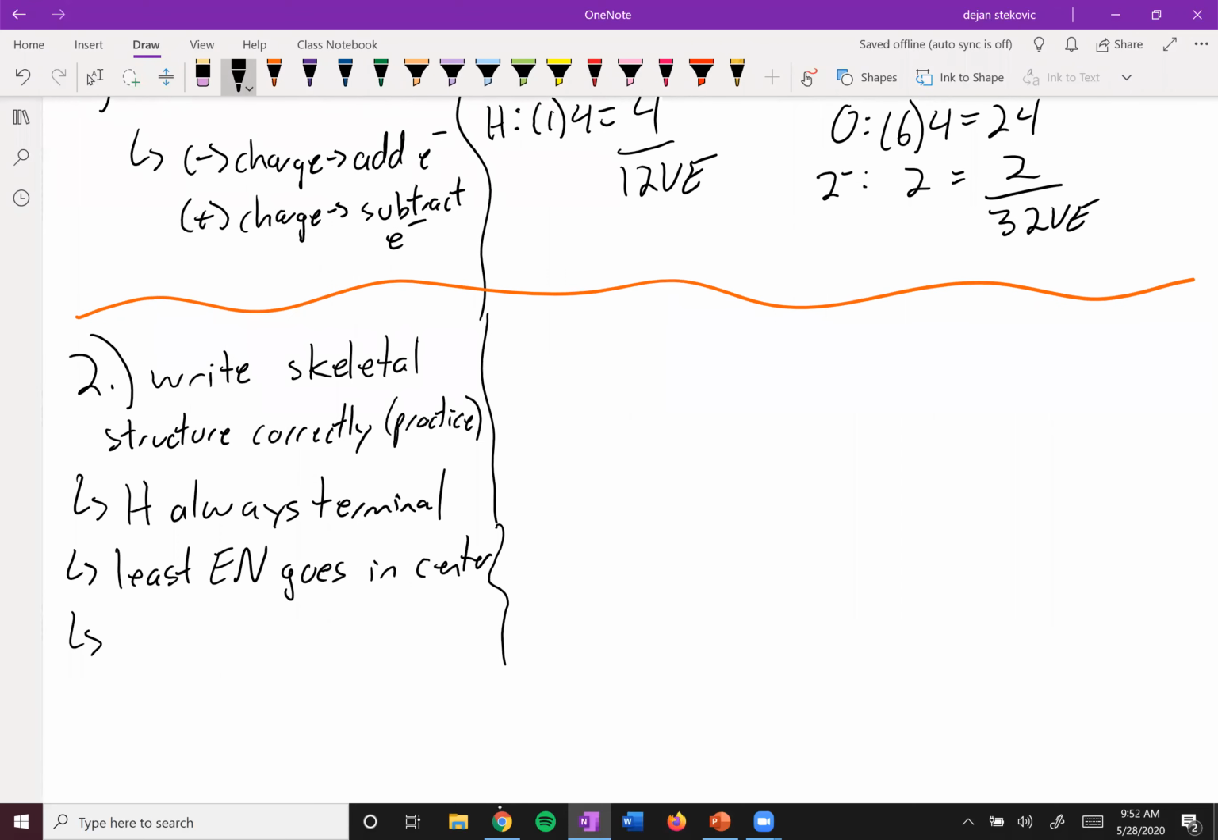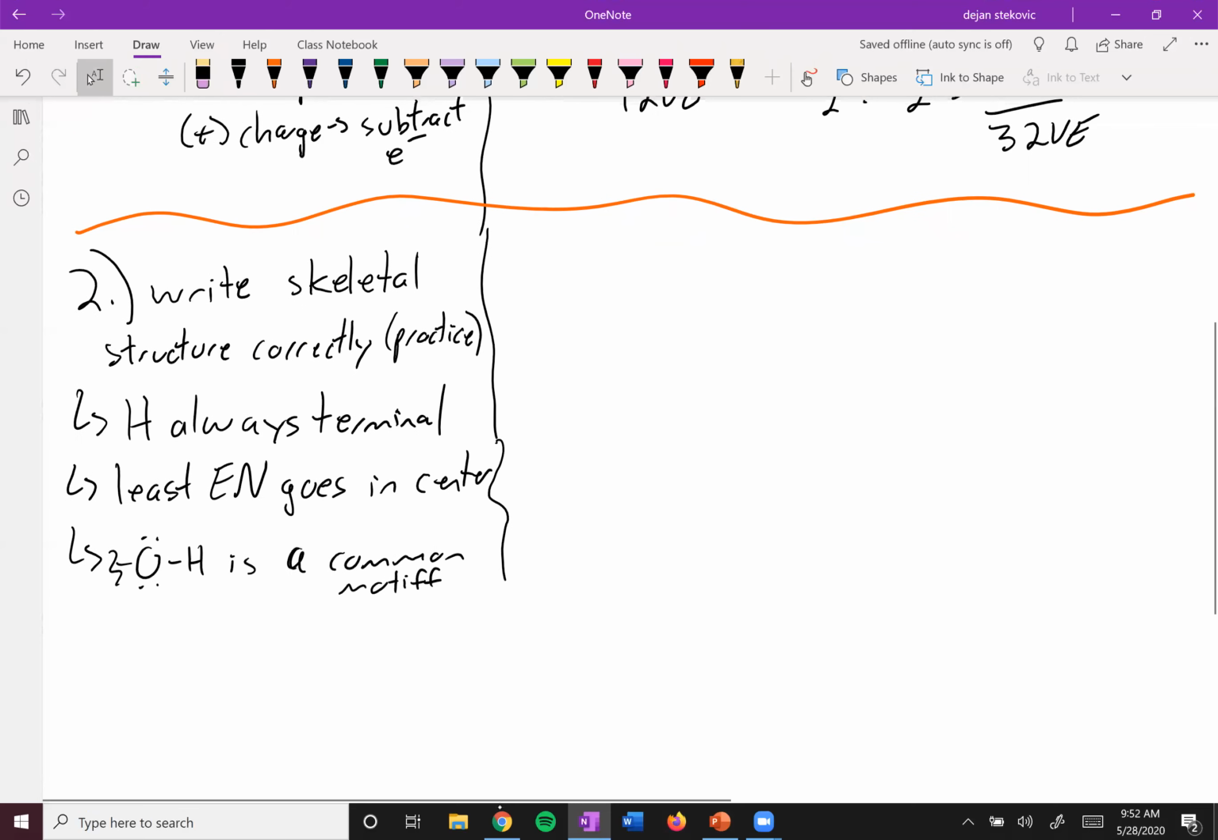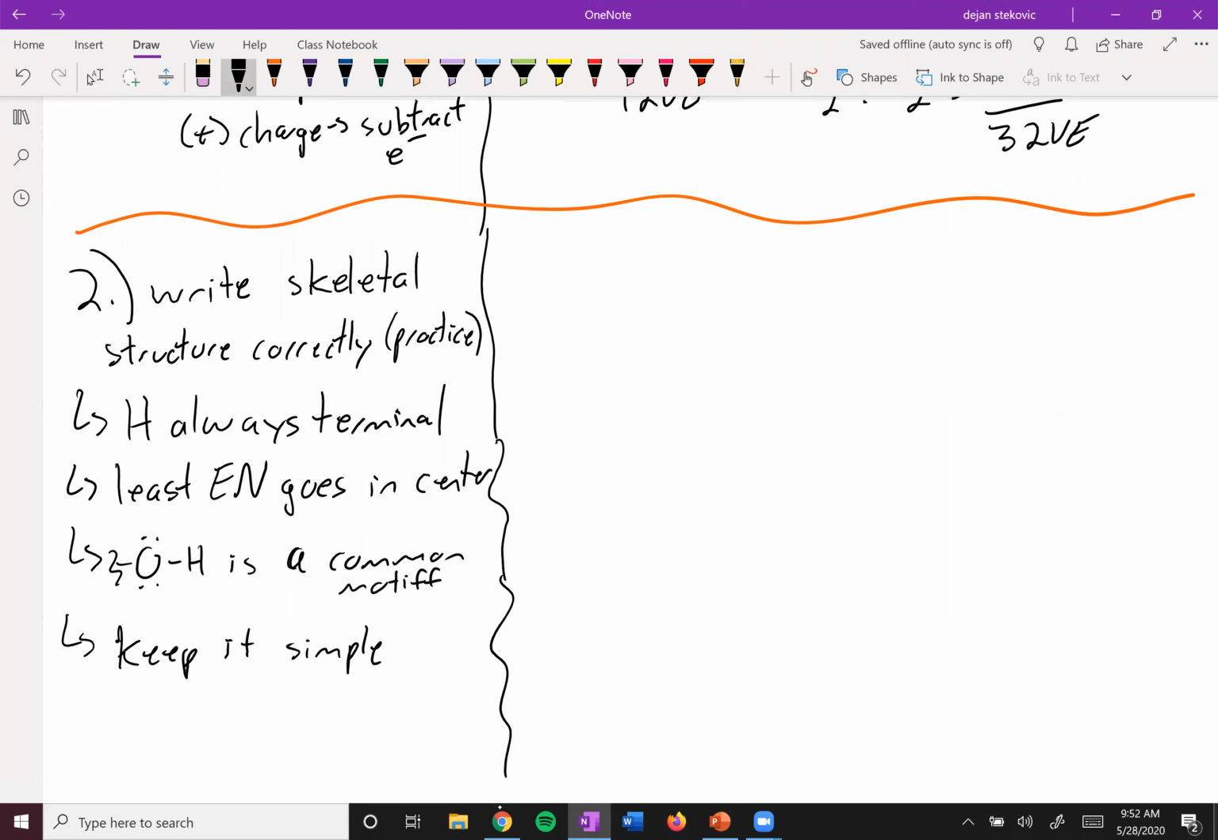Another hint is that OH is a common motif, so you'll see OH quite a bit. And then the last thing is keep it simple. In general, you want to avoid doing crazy shapes, keep everything pretty linear, that kind of thing.